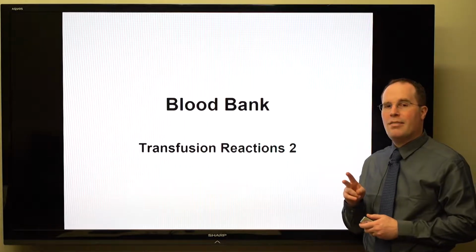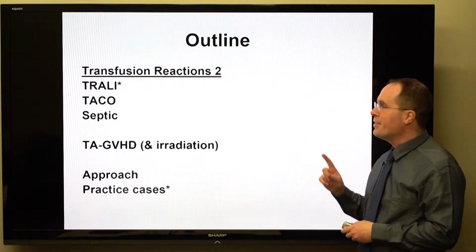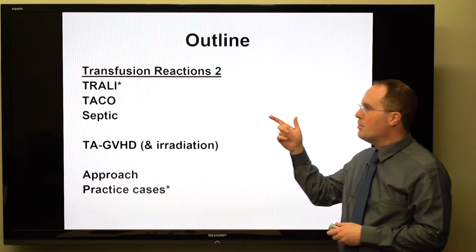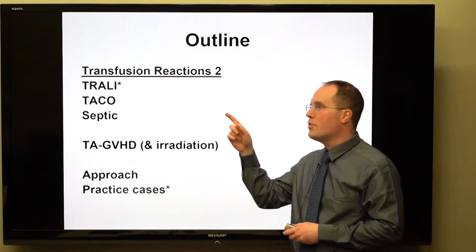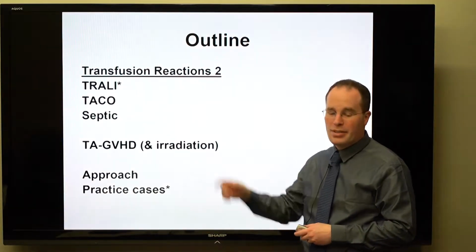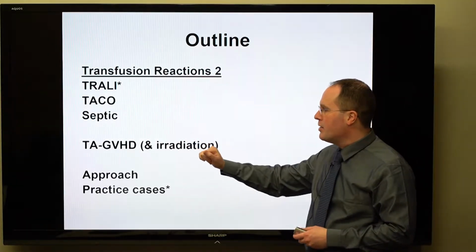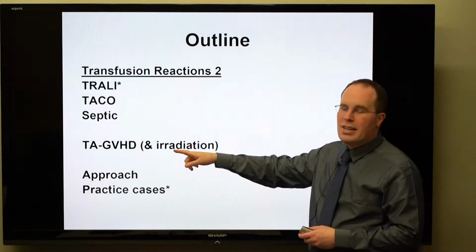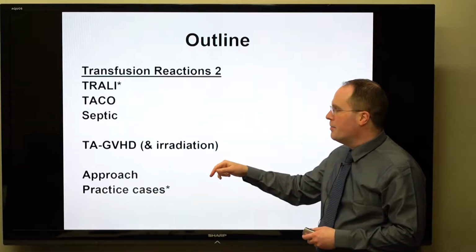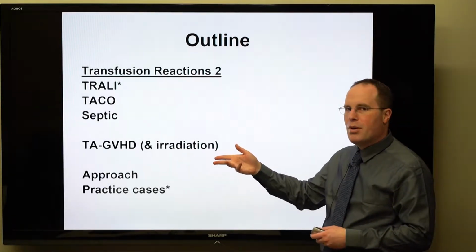Okay, the second half of transfusion reactions. We're going to talk about TRALI and TACO, transfusion-related acute lung injury and transfusion-associated circulatory overload, along with septic transfusion reactions, transfusion-associated graft-versus-host disease, and why we irradiate blood products.